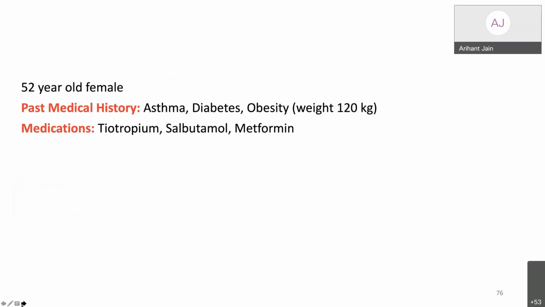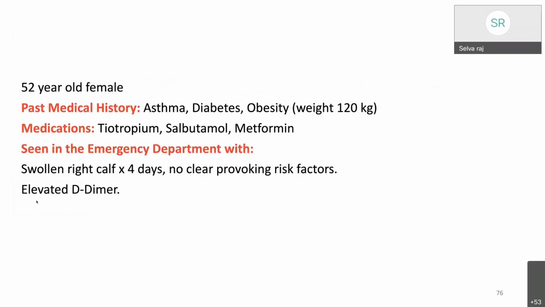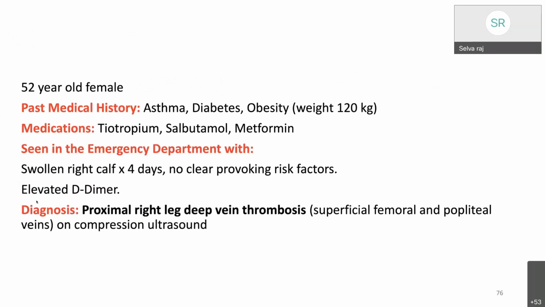So, Selva Raj, can you take this question? Yes, sir. This 52-year-old female with a past history of asthma, diabetes, and obesity, taking tiotropium, salbutamol, and metformin, is seen in the emergency department with a swollen right leg for 4 days and no clear provoking risk factors, with elevated D-dimers. She had a diagnosis of proximal right leg deep vein thrombosis, superficial femoral and popliteal veins, with no compression on compression ultrasound.